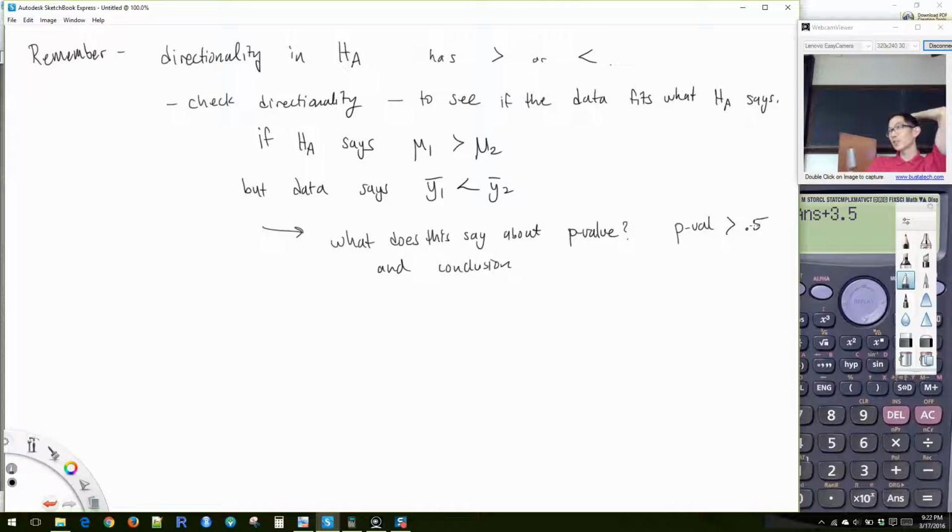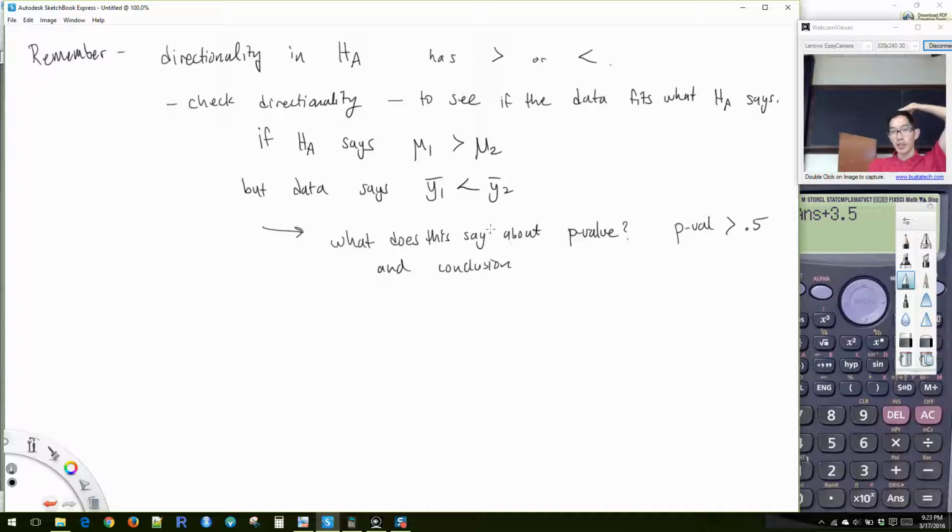So if the directionality were correct, you'd probably get a p-value of like between 5 and 10% or something like that. And then in that case, if the directionality doesn't line up, it's technically 1 minus that 5 to 10%. So your p-value ends up being between 90 and 95%. But also you can just say, well, my p-value is going to be over 50%.